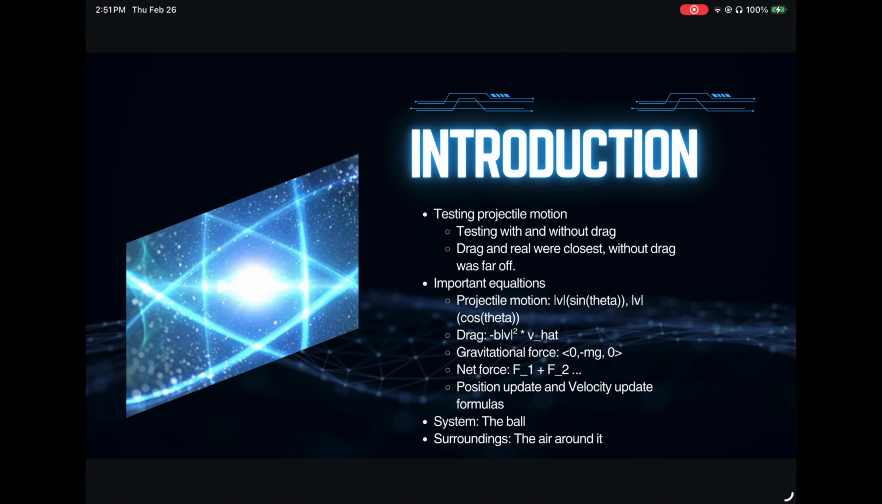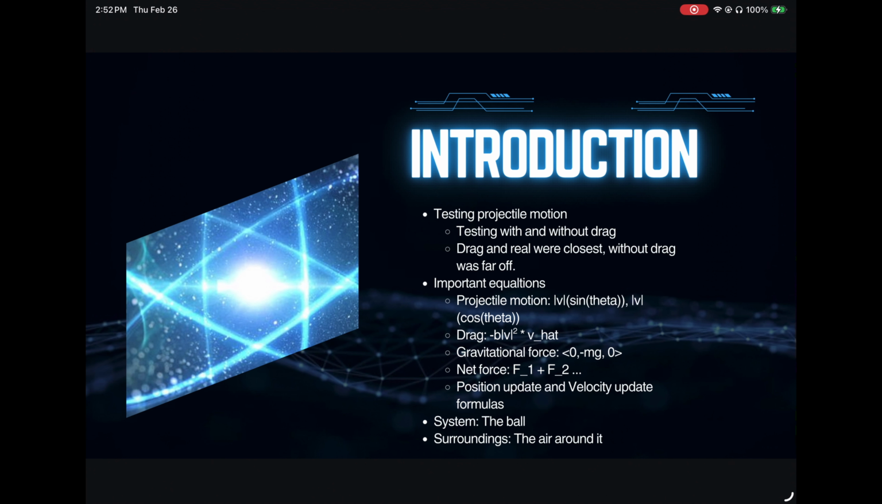Then I calculated drag using negative b times the magnitude of velocity squared times v hat to get the drag force, and then the gravitational force was 0, negative mg, 0, with negative mg being mass times gravity in the downward direction. Net force was calculated with F1 plus F2, and then the position update and velocity update formulas were used to calculate the new position of the ball. So the system is the ball, and then the surroundings is the air around it.